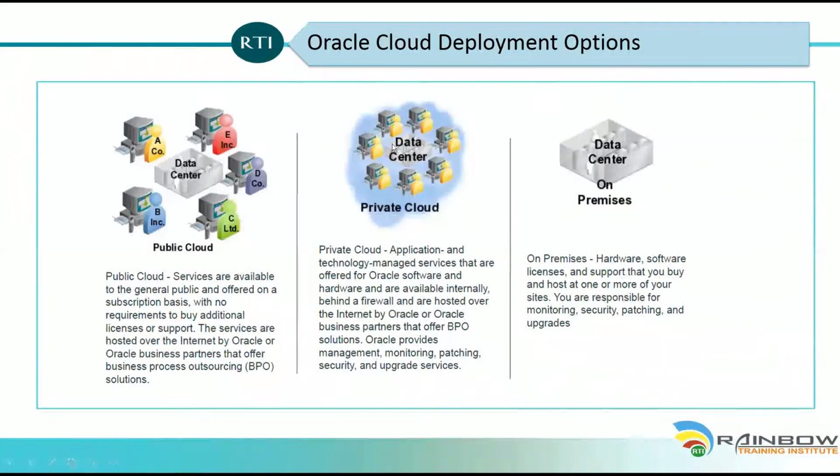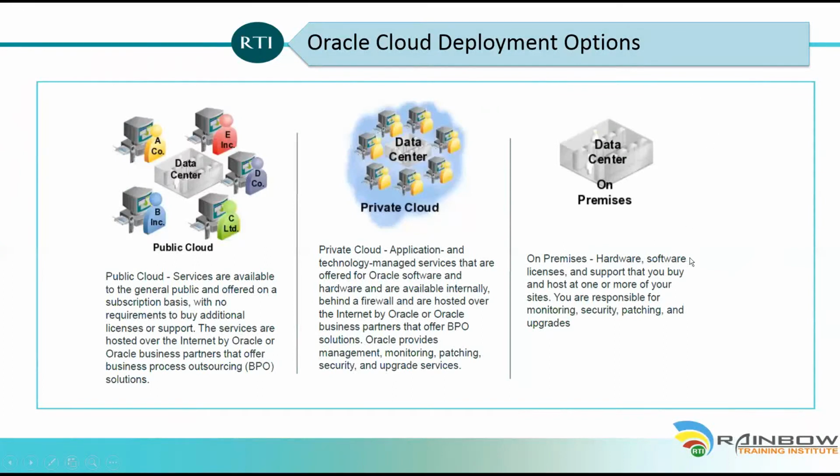But in these two cases, Oracle is maintaining the data center. So Oracle is responsible to apply the patches, upgrades, monitor the application, and secure the application. Oracle will take that burden. So we have three different options of cloud deployment: public cloud, private cloud, and on-premise. And we have one more called hybrid cloud. Hybrid cloud means I will maintain some data and some applications on my on-premise, and some applications on my cloud. That can be a public cloud or private cloud.